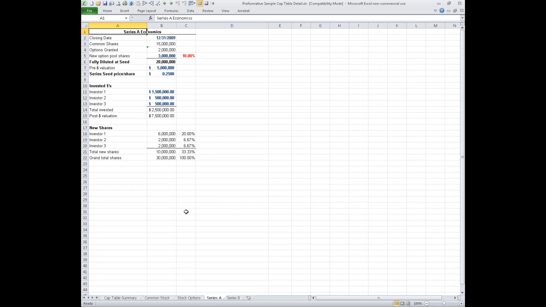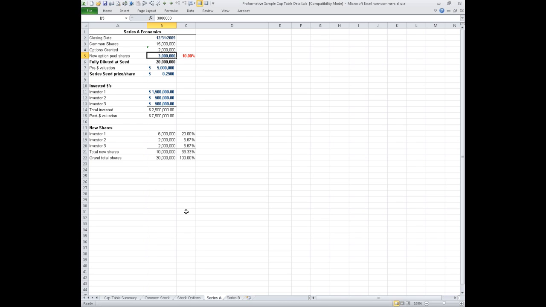So this is a tab for the Series A for this particular company. They closed this round on December 31st of 2009. Just prior to closing this round, there were 15 million common shares in the company, so that exercise of 200,000 shares hadn't happened yet.